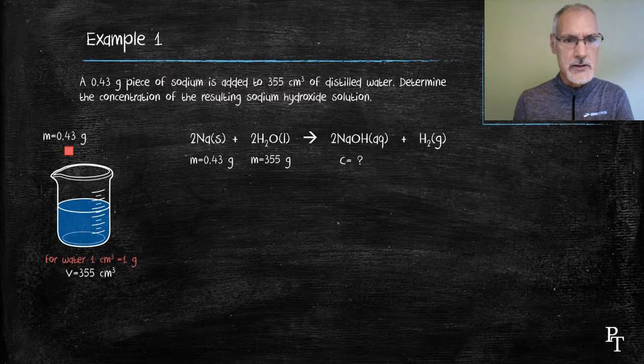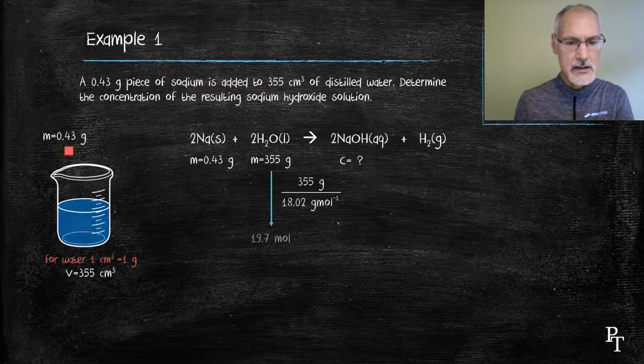Now looking at this question, I recognize the pattern here. I know information about my two starting materials. That means this really should be considered like a limiting reactant problem. So I'm going to start off with the 355 grams of water, convert that into moles of water by dividing by the molar mass, and then apply the ratio going over to the substance of interest, which in this case is sodium hydroxide, and the ratio is 2 to 2, or 1 to 1. Hence, I would make 19.7 moles of sodium hydroxide.